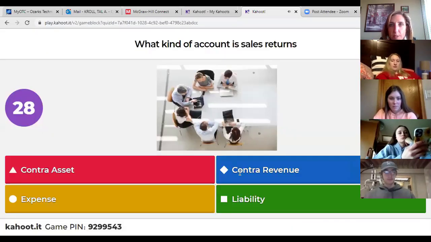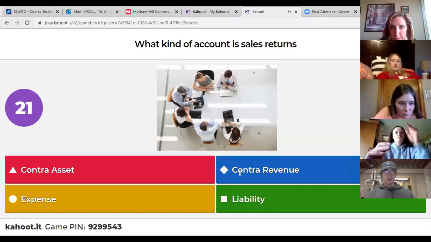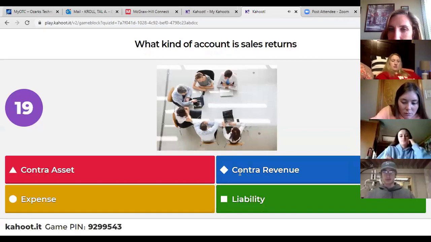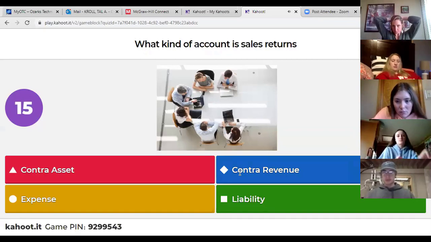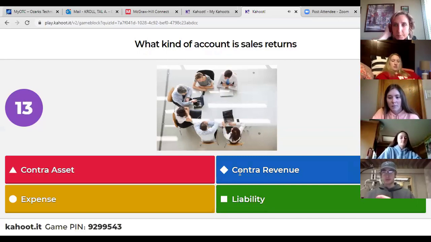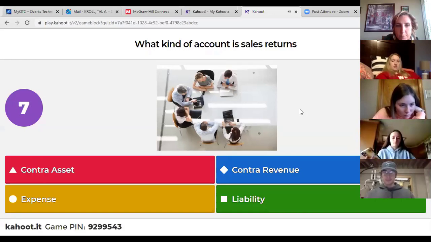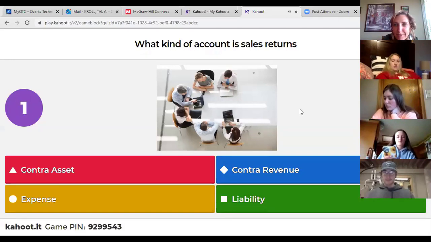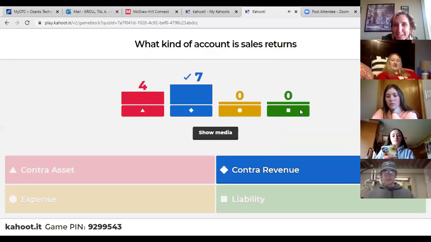There we go. What kind of account is sales returns? Maybe I should have made the time shorter. 30 seconds is a long time.